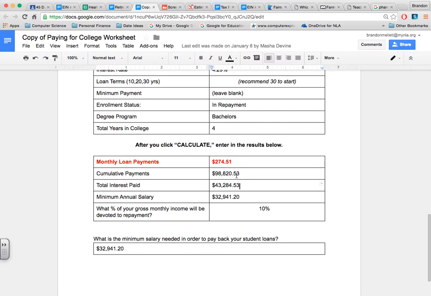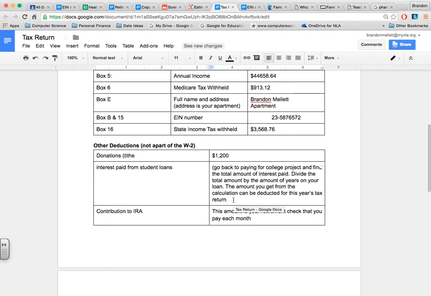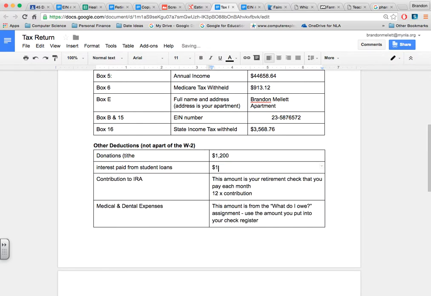So what we're going to do is take this amount here and divide it by 30. And the reason, again, it's 30 is because the loan is 30 years. So by dividing it by 30, $1,442.81 would be the amount of interest we're paying each year towards this loan. So let's go back here to tax return. Let's get rid of this. Let's do $1,442.81. All right, contribution to IRA. This is your retirement check. Again, check your check register, what you've been paying per month.